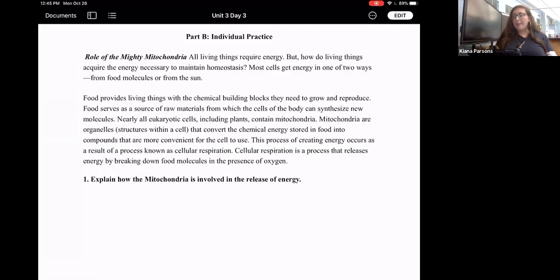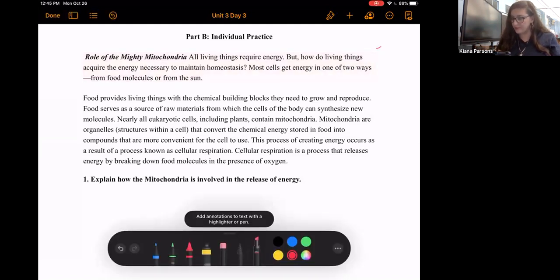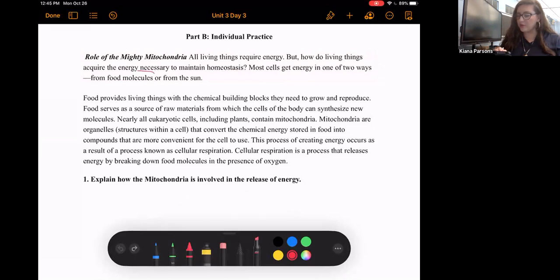So, Part B, individual practice. The role of the mighty mitochondria. All living things require energy. But how do living things acquire the energy necessary to maintain homeostasis? Most cells get energy in one of two ways, from food molecules or from the sun. So we know food molecules, that's how we get our energy. So that's heterotrophs. And then from the sun, that's autotrophs.